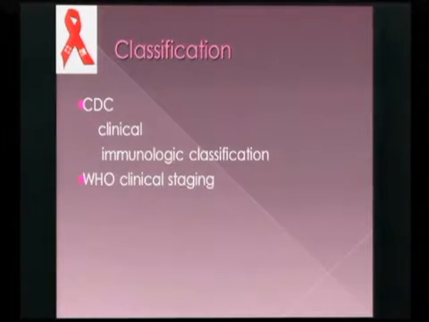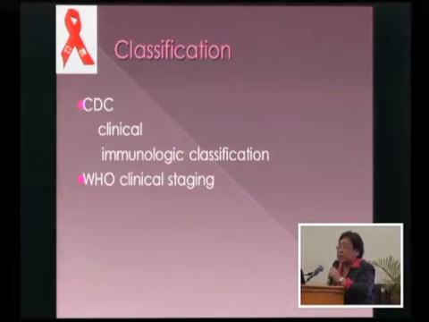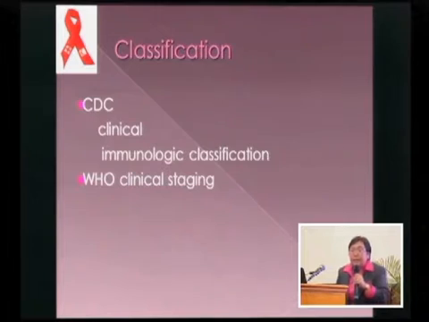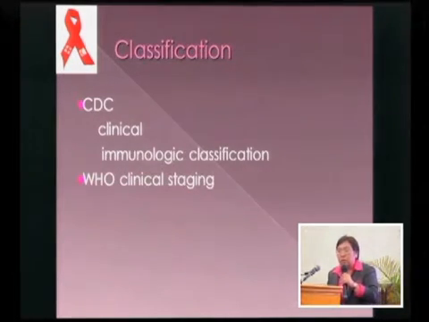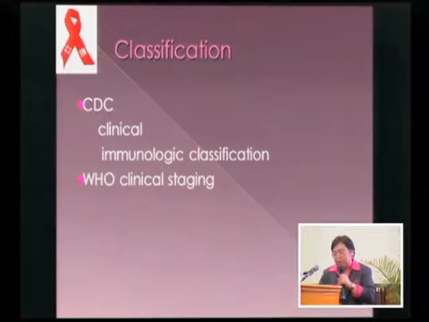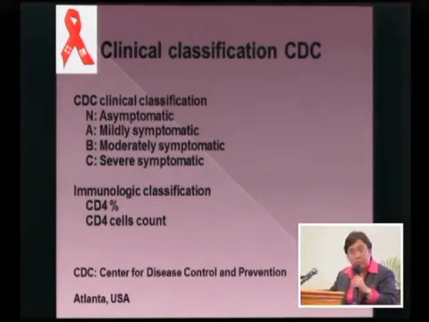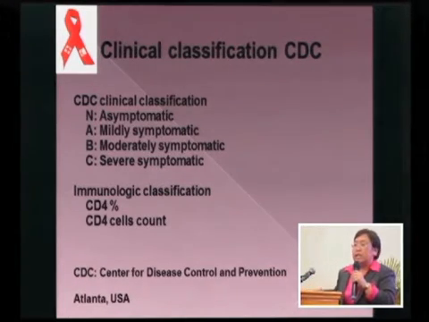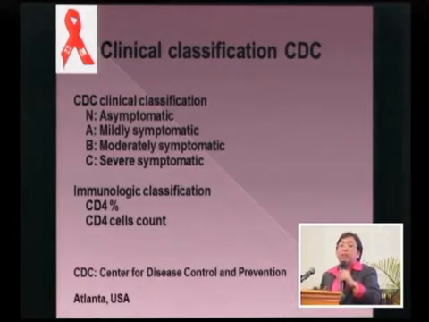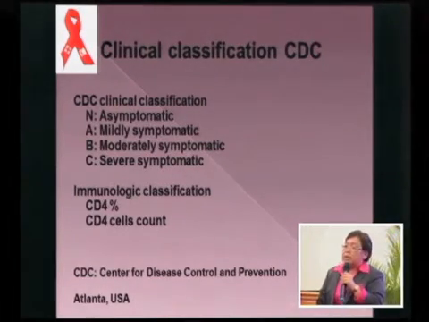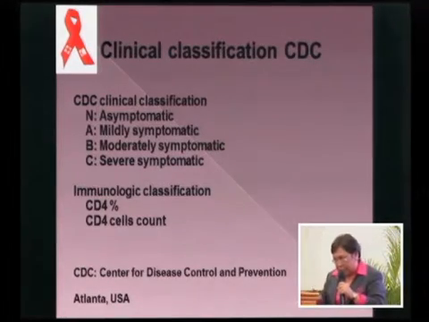There are two major classifications currently in use, one using the CDC and the other using the WHO clinical staging. For the CDC, it makes use of the clinical and immunologic classification. And for the WHO, the clinical staging. For the CDC classification, you have asymptomatic, mildly, moderately, and severely symptomatic. And for the immunologic classification, it makes use of the CD4 cell count and the percentage.